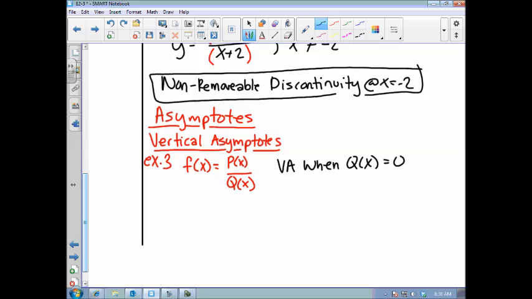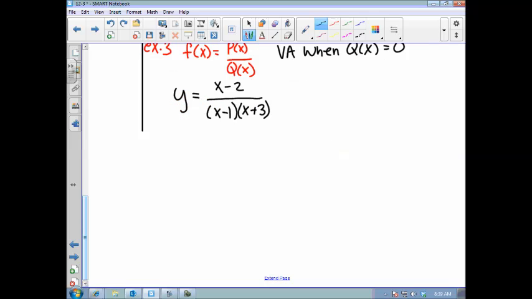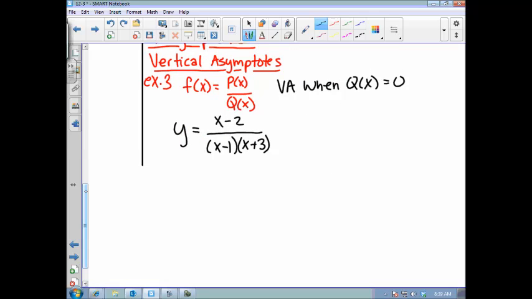Okay? So let's look at an example. And you don't even have to graph it to see the vertical asymptote. You should just be able to look at the equation. Y equals x minus 2 over x minus 1 times x plus 3. Y equals x minus 2 all over x minus 1 times x plus 3. Okay, what do I need to do on the numerator? Parentheses. I've emphasized that a lot, and I hope it's becoming a habit for you guys.